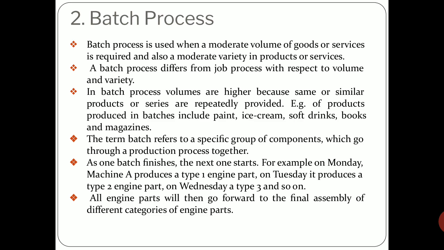Next, the term batch refers to the specific group of components which go through a production process together. As one batch finishes, the next batch starts. For example, on Monday, machine A produces one type of engine part. On Tuesday, it produces two engine parts. On Wednesday, there may be three, and so on and so forth. All engine parts produced will then go forward to the final assembly of the different categories of engine parts, right? That means what you have to remember is that batch process is a kind of process wherein a moderate volume of goods and services is produced, right?